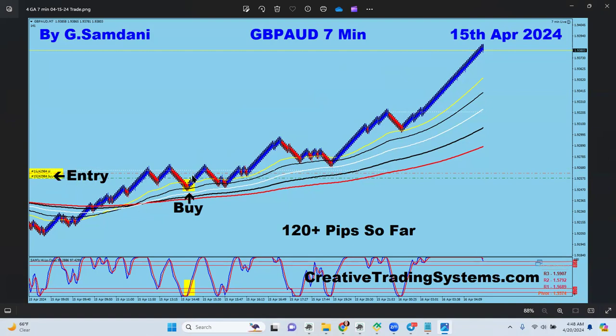SL moves to break even. I move the SL to break even. Once my trade is 25, 30 pip positive, then I move the SL to break even plus, so that if it reverses on me, I get out at break even. But this one, 120 pip, straight line.